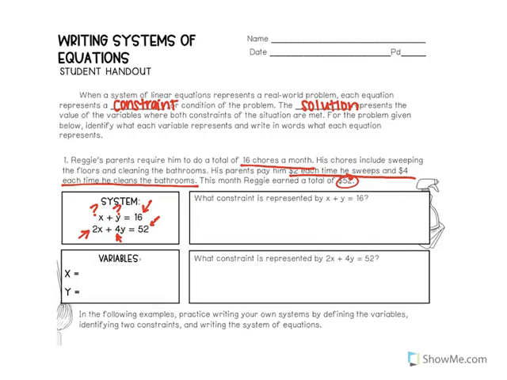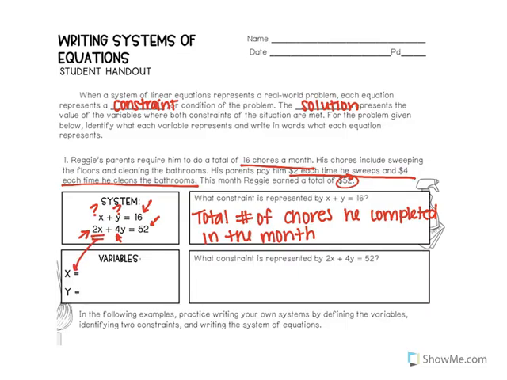What constraint is represented by x plus y equals 16? This is the total number of chores he must complete this month. Now, to identify the variables, you would go back to the question where it says $2 for each time he sweeps. So we know that with the 2 being right here next to the x, that would be the number of times he sweeps. And the other one is $4 each time he cleans his bathroom, so it's the number of times he cleans the bathroom.